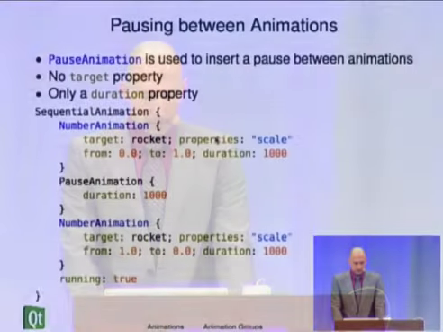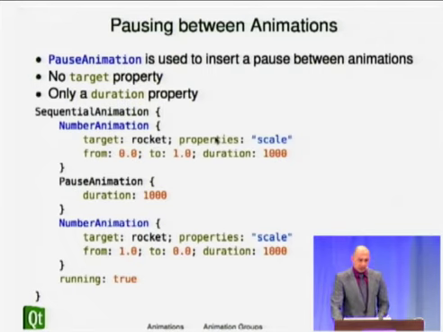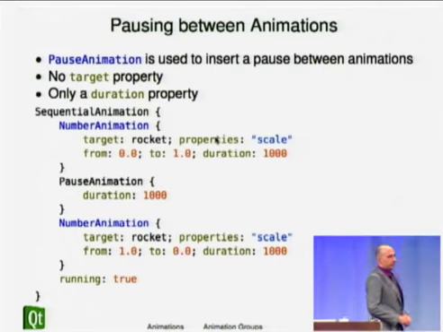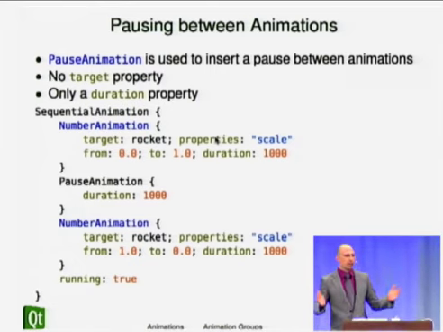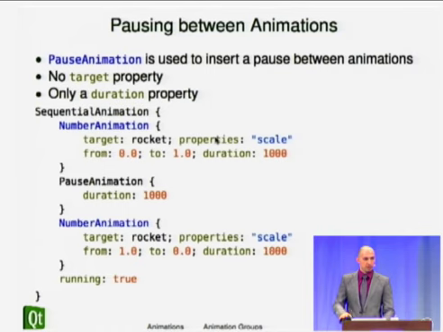The number animations, or the steps of the animation, are children of the sequential animation. And the sequential animation as such doesn't have a target, right? Only the nested individual animations do. A special one is the pause animation. This is simply something that allows you to not do anything for a while, because otherwise you would have no way of saying it needs to wait and then it needs to do this. So this is very easy. It's just something you need to know exists, and then you can insert it into your sequential animations.